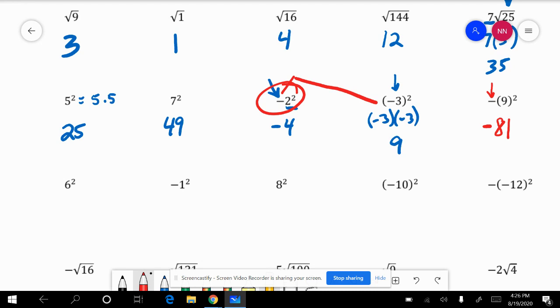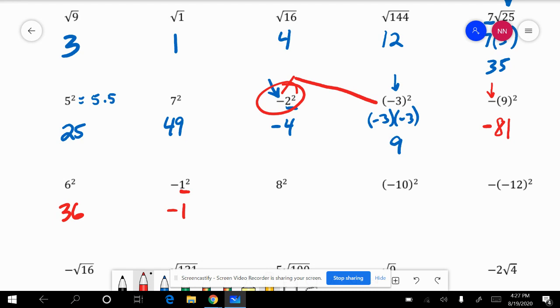I'm going to have you pause the video and try those next 5. 6 squared is 6 times 6, which is 36. Negative 1 squared, remember, the negative's outside, so we square it first to get 1. Since there's a negative, this would be negative 1.